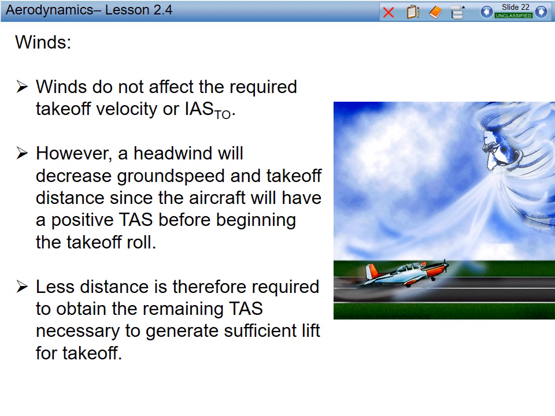Since the aircraft will have a positive true airspeed before beginning its takeoff roll, it will not need to accelerate for as long. Less distance is therefore required to obtain the remaining true airspeed necessary to generate sufficient lift for takeoff.